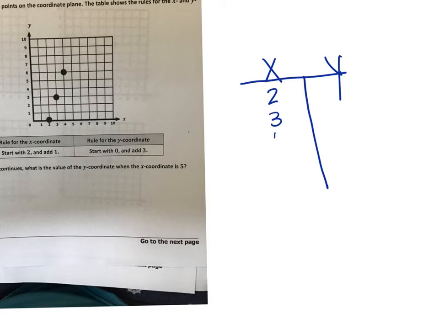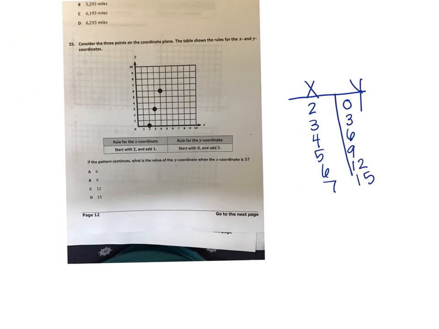3 plus 1 is 4. 5, 6, 7, and so on. You could go on and on and on. Now, my second rule is, for Y, we're going to start with 0 and add 3 each time. So we're going to say 0 plus 3 is 3. 3 plus 3 is 6. 6 plus 3 is 9, 9 plus 3 is 12, and 12 plus 3 is 15. Like I said, you could keep going, but there's no need for what we're looking at.